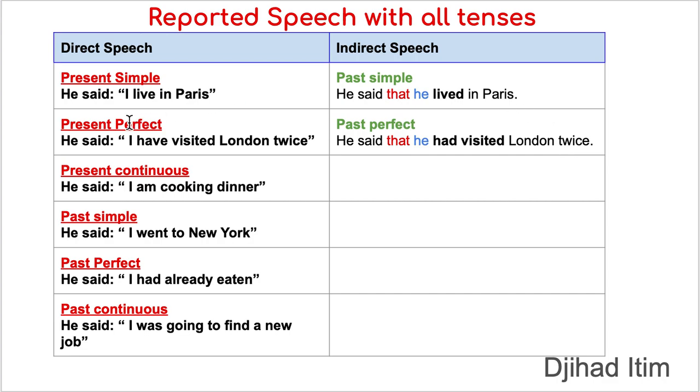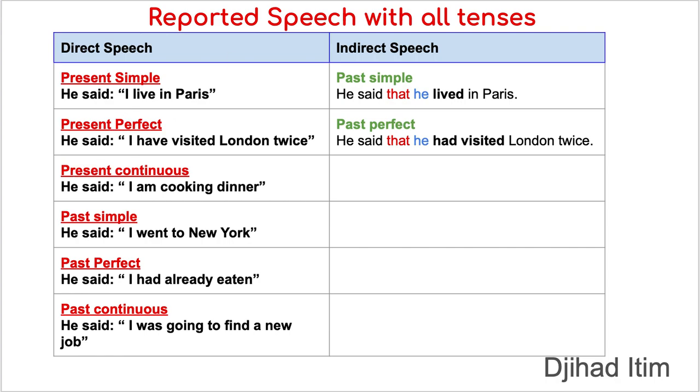Present perfect is have or has plus the past participle of the verb, and past perfect is had plus the past participle of the verb, and you make the necessary changes, from I to he, of course, and you omit the colon and the quotation marks and add that. Okay, now we move to the next one, from present continuous.